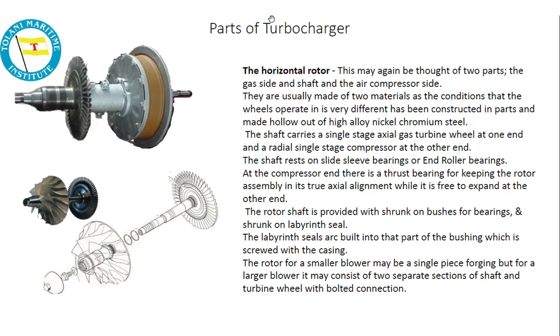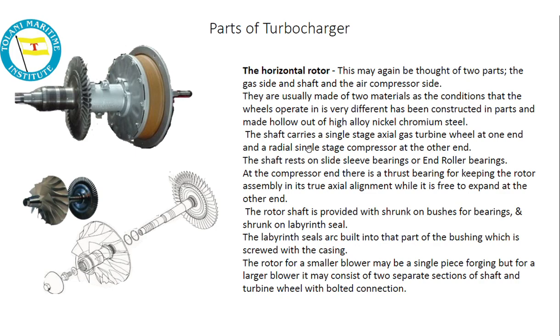Now, what are the parts of a turbocharger? Whenever we are talking about parts of a turbocharger, we come across three things: the turbine, the compressor, those blades of turbine and blades of compressor, and then the shaft, the horizontal rotor. This may again be thought of as two parts: the gas side shaft, which is the turbine side, and the air compressor side. They are usually made of two materials, as the conditions the wheel operates in are very different, constructed in parts and made hollow out of high alloy nickel chromium steel.